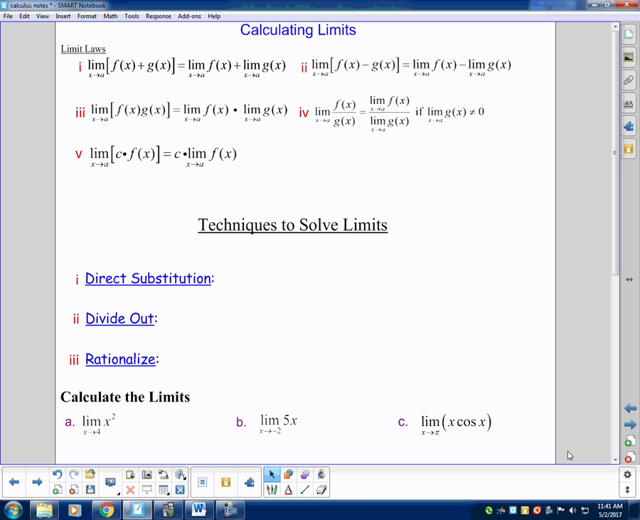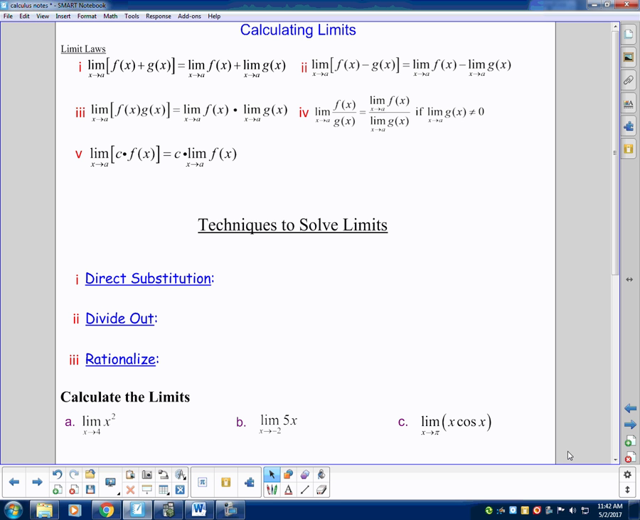So what this is saying is that the limit of the sum is equal to the sum of the limits. The limit of the difference of two functions is equal to the difference of the limits. So you could calculate each limit separately and subtract them. And the limit of the product of two functions is equal to the product of the limits. And the limit of the quotient of two functions is equal to the quotient of the limits, as long as the limit of the bottom one is not 0.